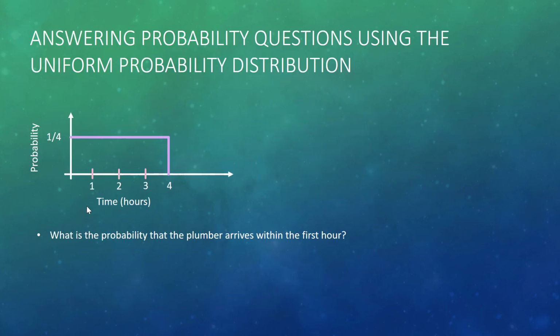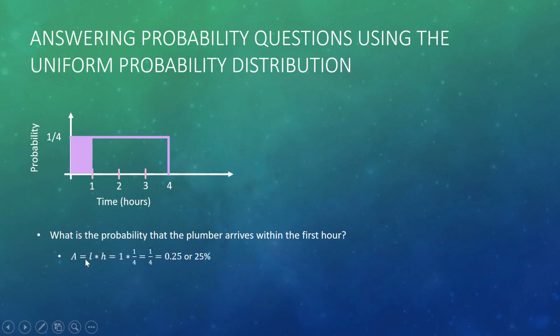What is the probability that the plumber arrives within the first hour? Let's represent that on our graph. As you can see here, I've used a purple region to shade between 0 and 1 hour. So what we need to do is calculate the area of this purple box.